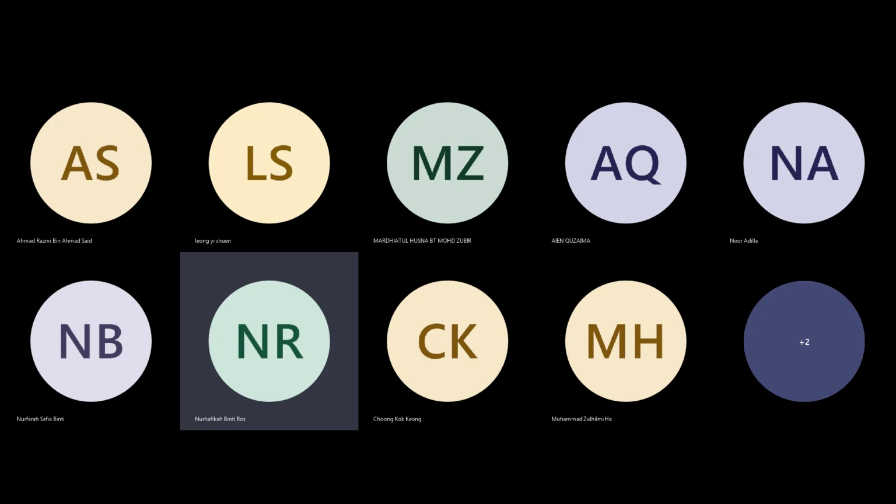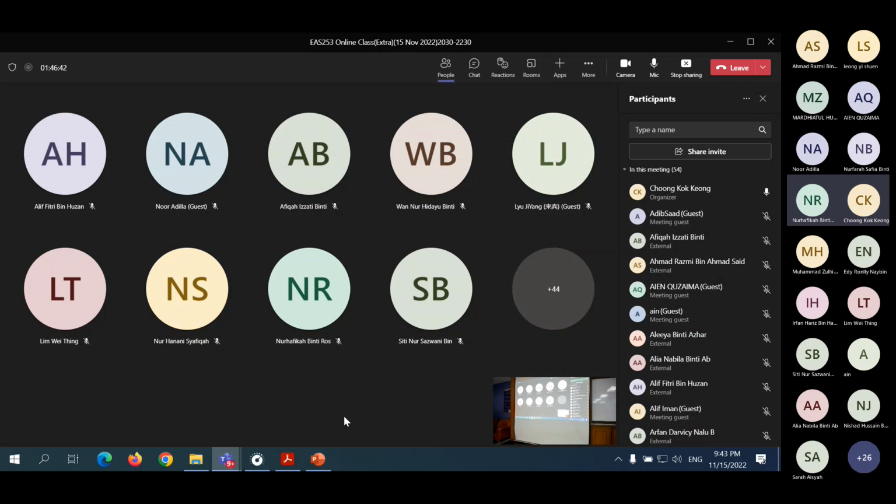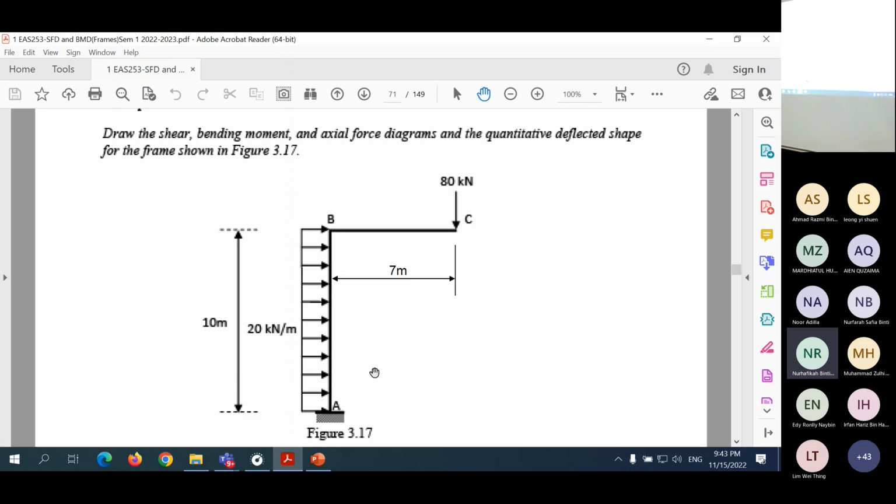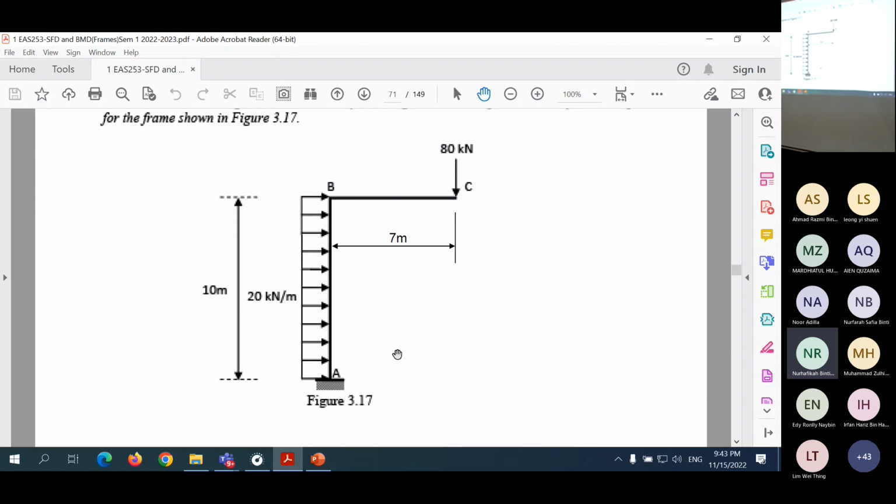We will go through again the process, and you will see that it is... So this is a simple example with a frame fixed at A.